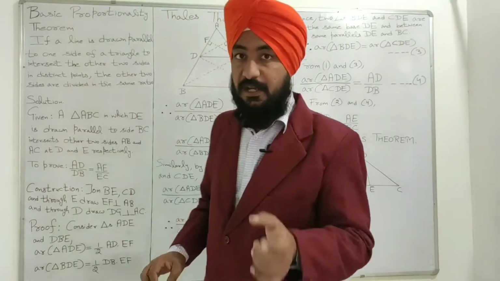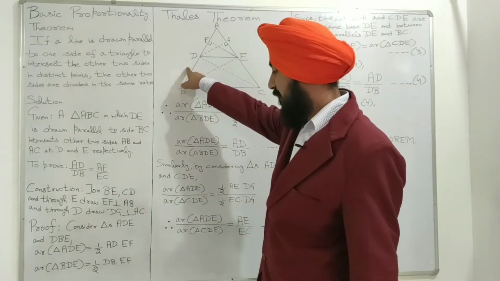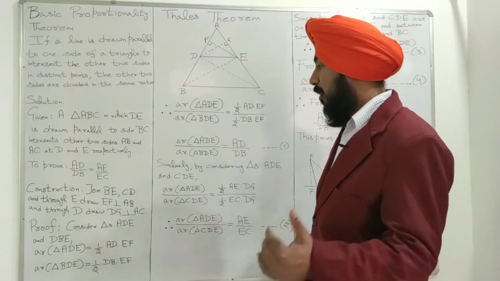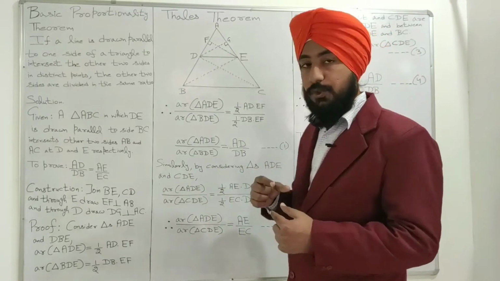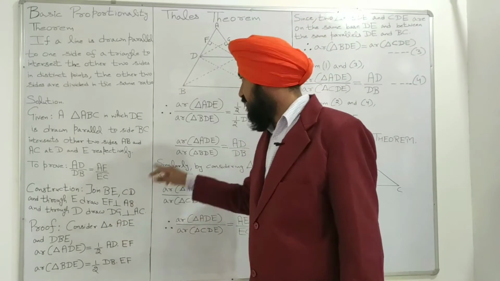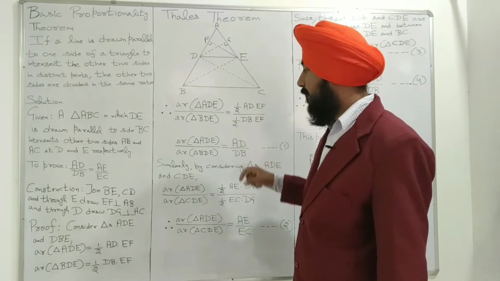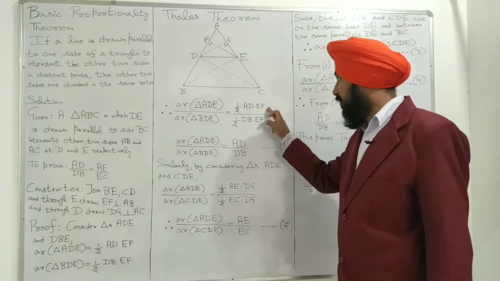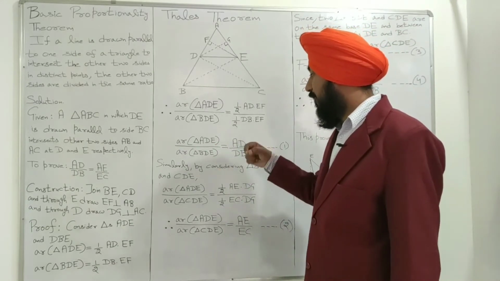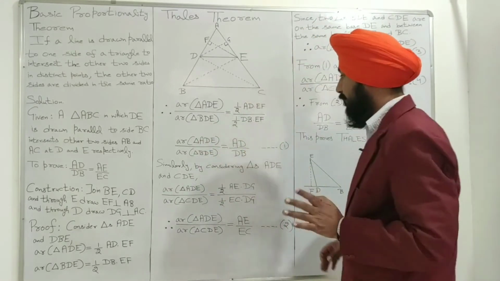So coming back to our topic, 1 by 2 DB is the base of this triangle, and this EF, I have told you, is representing the height of this triangle DBE. After this we shall take the ratio of both the areas, area of triangle ADE upon area of triangle BDE. Taking the ratio, 1 by 2 and 1 by 2 will cancel, and this EF will cancel with this EF, and we will get area of triangle ADE upon area of triangle BDE is equal to AD upon DB.